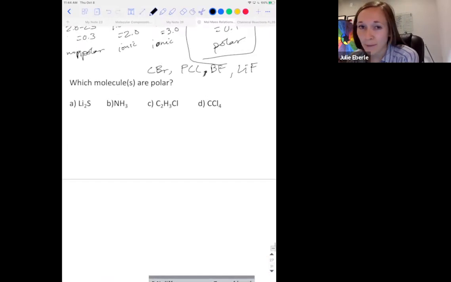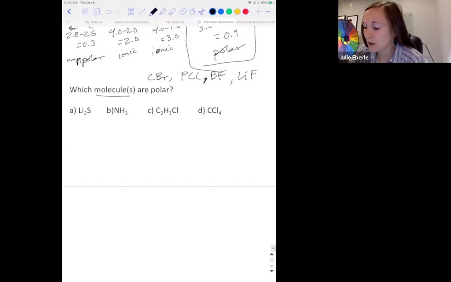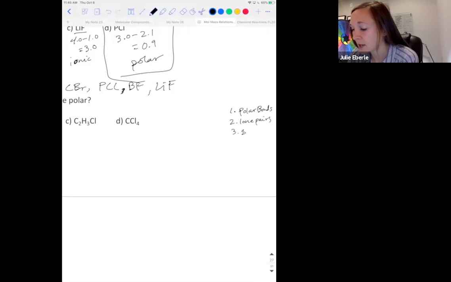Now, when we're talking about polar molecules, this just says which molecules are polar. So now we have to consider several things here. 3 things we have to consider. Thing number 1, I'm going to write these over to the side. We have to consider, do we have any polar bonds in our molecule? Okay. Do I have any lone pairs in my molecule? And what's the shape? You need to ask yourself, do we have any symmetry?